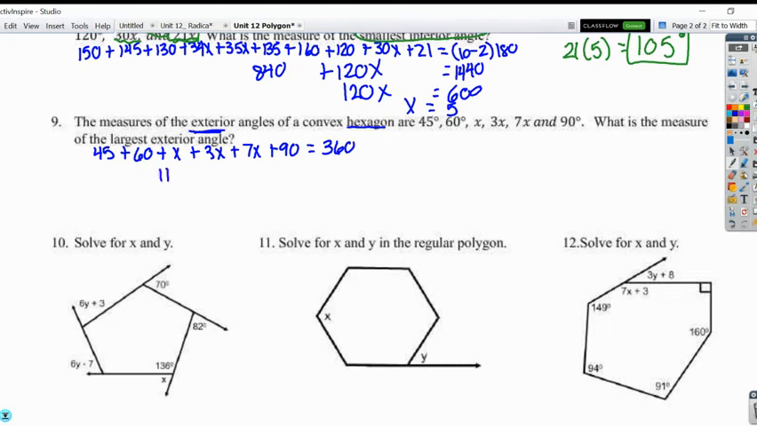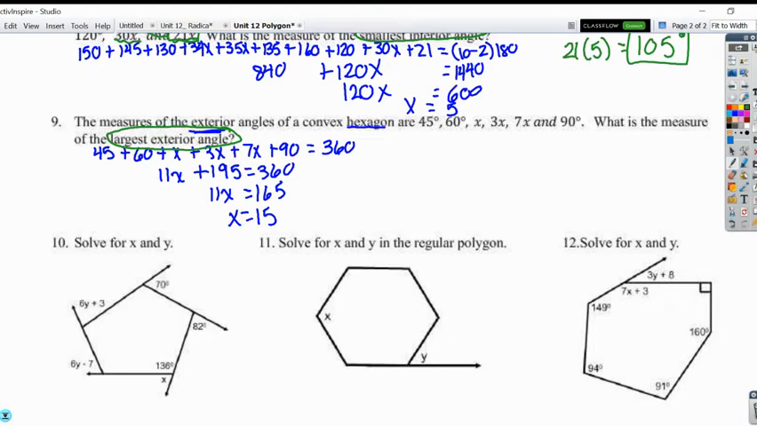So I'm going to combine some like terms. x, 3x, and 7x makes 11x. And with the constants 45 and 60 and 90 puts me at 195 to equal our 360. Let's subtract the 195 from each side. So if 11x is equal to 165, when you divide by your coefficient of 11 on both sides, x here is equal to 15.